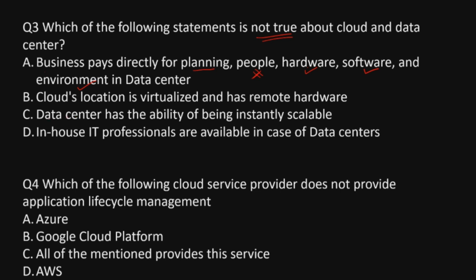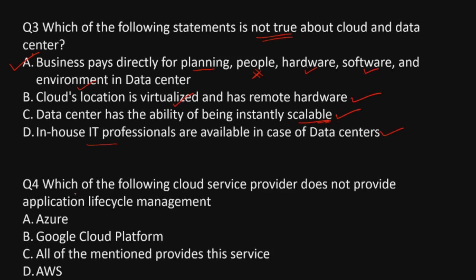Let's check the other options. Cloud's location is virtualized, yes. And has remote hardware, yes. So option B is correct, but we want the not true one. So option C: data center has the ability of being instantly scalable. Yes, scalable is one of the properties of cloud. Then in-house IT professionals are available in case of data center. Yes, obviously in data centers IT professionals are available for any support if a client or business needs. So B, C and D are true and A is not true, so the right answer is A.